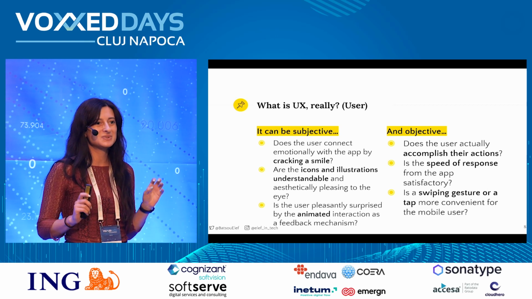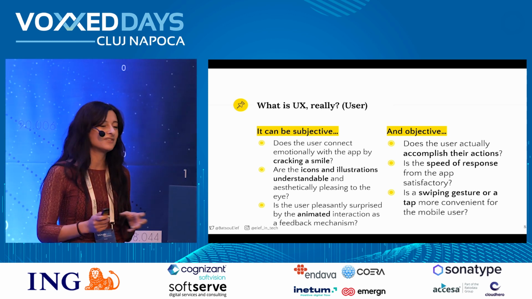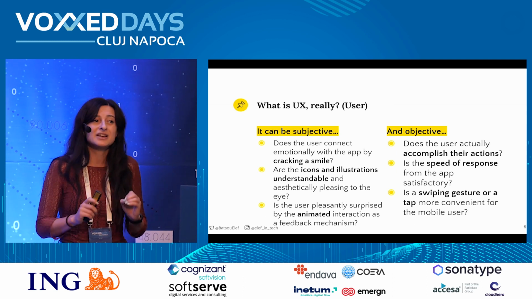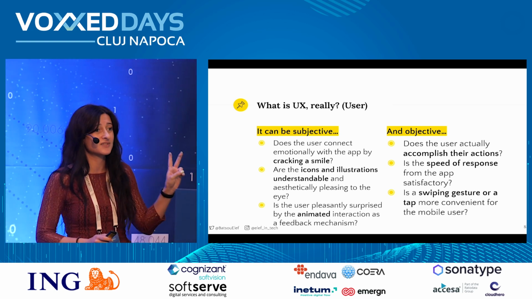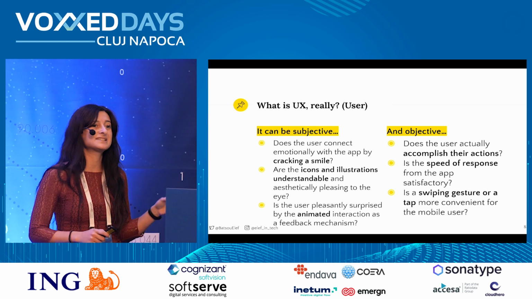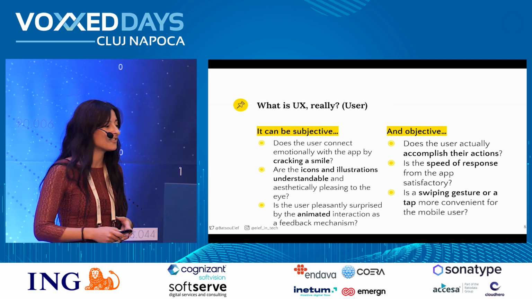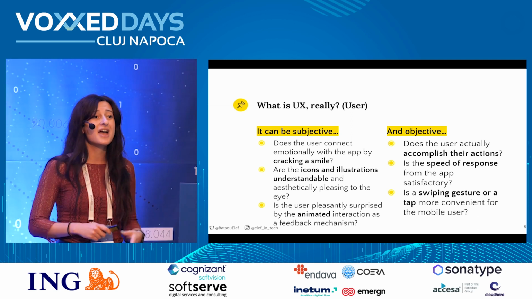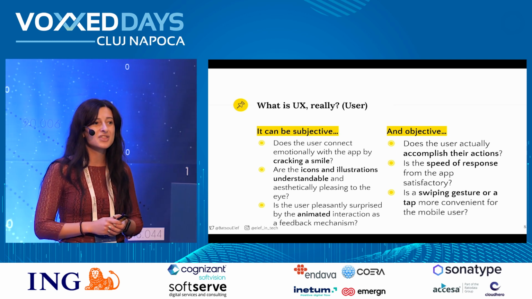So now let's try to give some more details about what UX really is. And from the user perspective, it can be both subjective and objective, but always the final goal is the same. And the final goal is to have easy products and satisfactory products. These two words, easy and satisfactory, are something that we will be talking about a lot. So it can be subjective, like does the user crack a smile when they are using our app? Are the icons and illustrations understandable enough? And are the animations good enough? Are they doing what they're supposed to do? And on the other hand, it can also be objective. So does the user actually accomplish their actions?